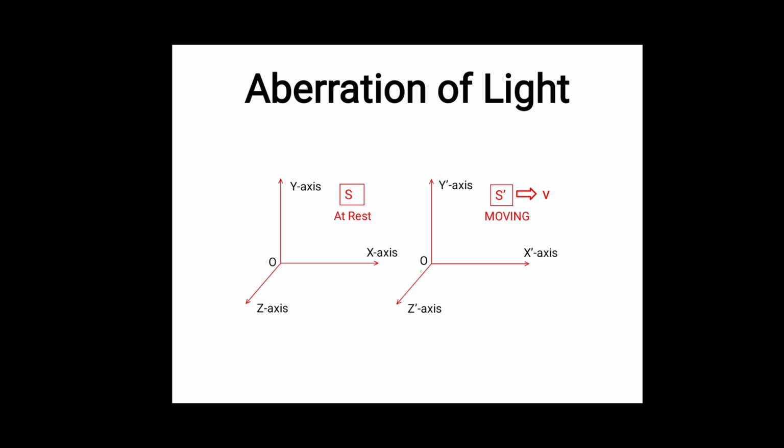Suppose initially at t equal to t dash equal to 0, both the frames of reference S and S dash completely coincide with each other, and then frame of reference S dash starts moving in x direction with a constant very high speed v that approaches the speed of light.